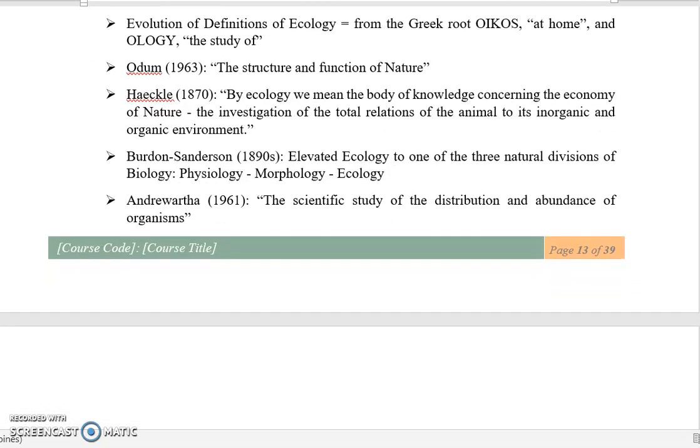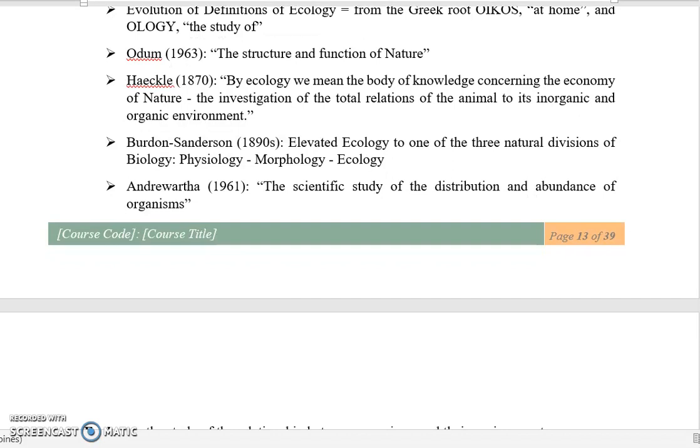So that is one branch of studying ecology, which is diversity. That is one of the lessons we will discuss: how diverse, how many different kinds of organisms are living within that particular area.